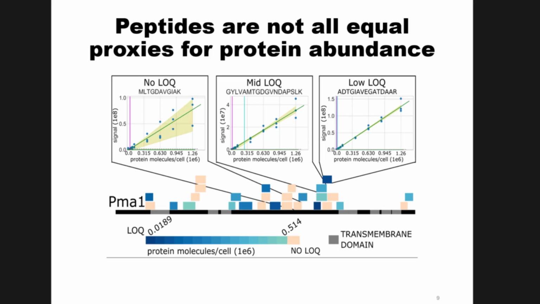So I do all of my work in yeast because it's very easy and I like easy projects. This is one protein in yeast that is extremely abundant. It's like the second most abundant protein in yeast. I've drawn its sequence as though it were just a line, this black line here. It's a membrane-bound protein, so there are some transmembrane domains that I've marked in gray.